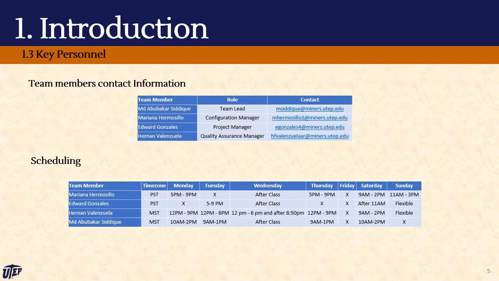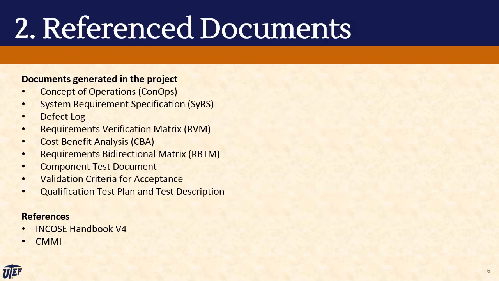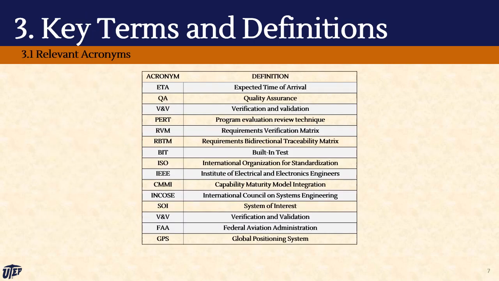These tables show the key personnel, project role, contact, and project scheduling. We chose Wednesdays after 8:50 p.m. after class as our main meeting time and Saturdays at noon as our backup meeting time. Listed here are the reference documents throughout the project, the documents created during the project, and the references used for the creation of these documents and the IVVT activities. The most relevant key terms and acronyms used in this project and their definitions are listed in the following table.